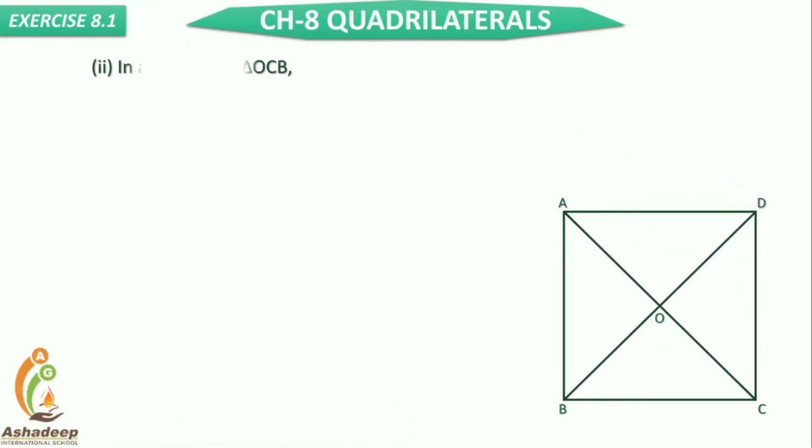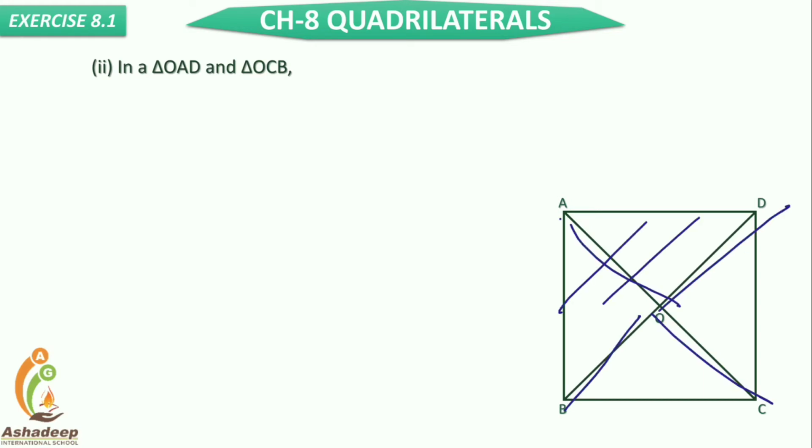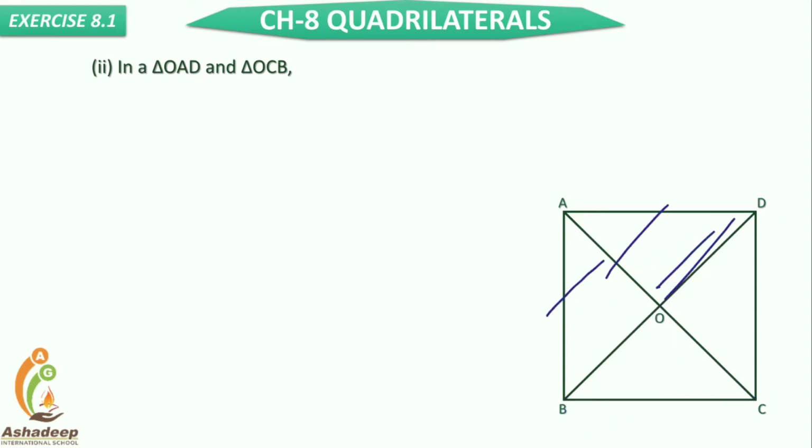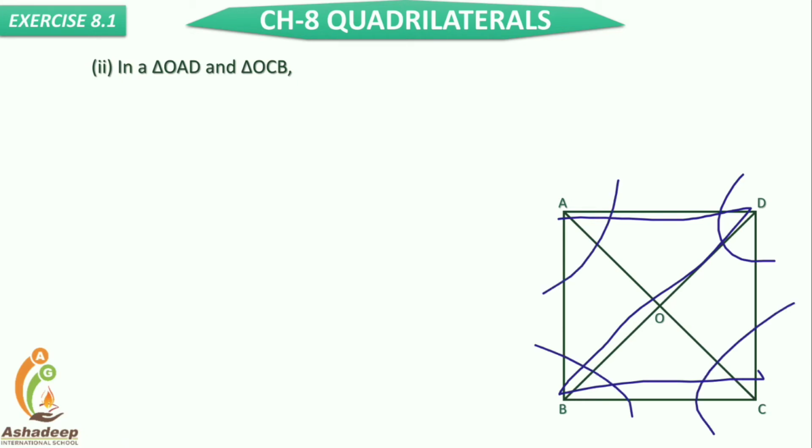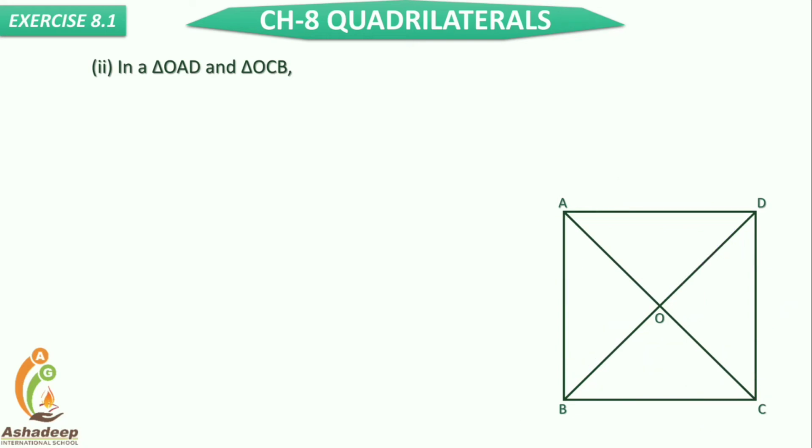Now let's prove the other thing. In triangle AOD, now we have to prove that AO is equal to OC and BO is equal to OD. For that we need to take the opposite triangles, and those are AOD and OCB. In these triangles, angle D is equal to angle B, and angle A is equal to angle C, vertically opposite angles. That is why we can say AOD and OCB.